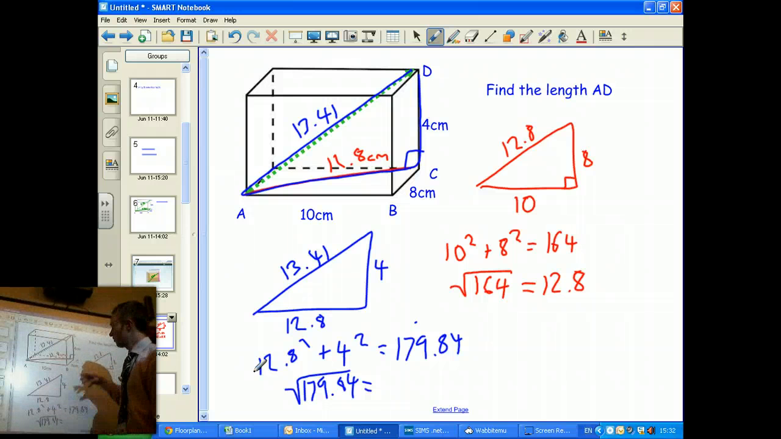So just remember to first of all find the length of the diagonal on the floor, and then you make another second triangle using that length and the height.